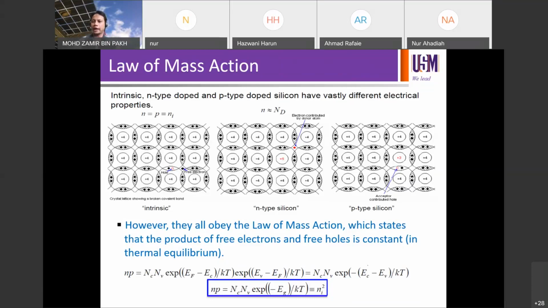And we have also learned that np is equal to ni squared. So whenever you know your n or your p as your majority carrier, you can use the equation np equals ni squared to calculate your minority carrier. Recall that in N-type silicon or N-type semiconductor, electron is the majority carrier and hole is the minority carrier. And in P-type silicon or other P-type semiconductors, your hole will be your majority carrier and your electron will be your minority carrier.